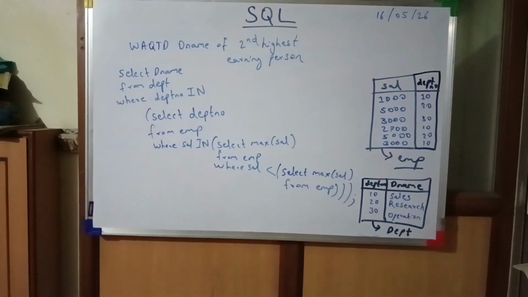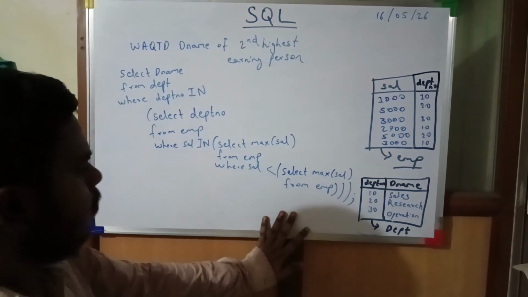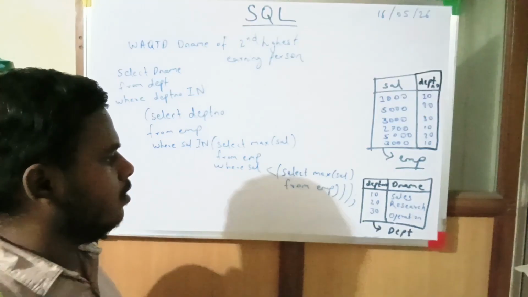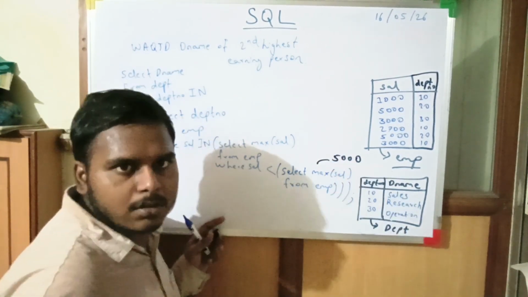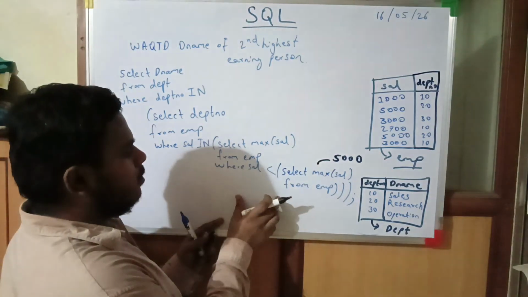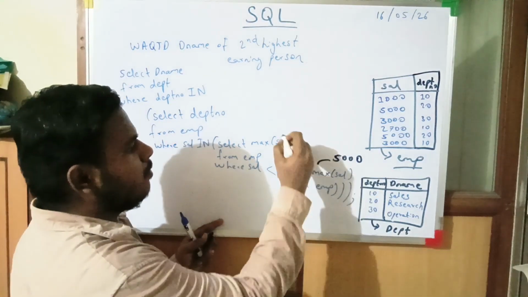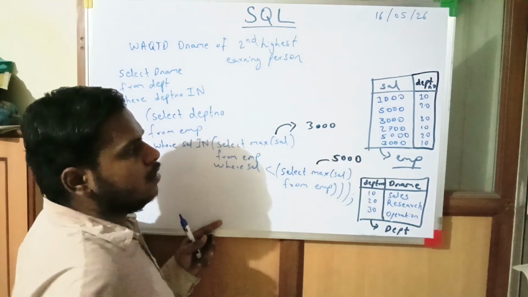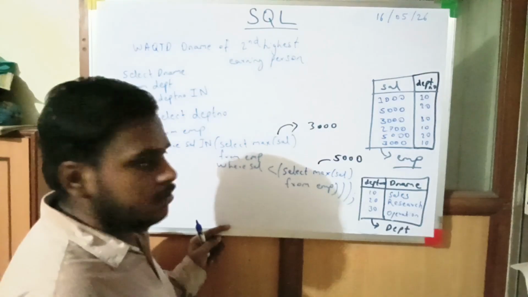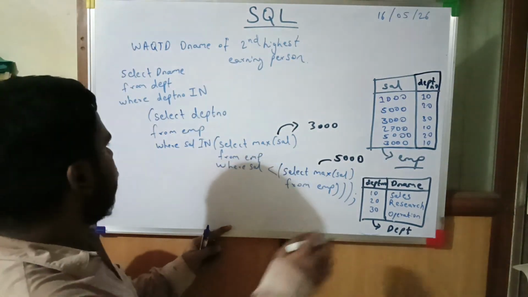So now you can see how it's working. First of all, what is the maximum salary? 5000. This inner query will give 5000 as an output. Again, maximum salary: salary should be less than 5000. So from the rest of the salaries, what is the maximum salary? 3000. Two records are giving 3000.